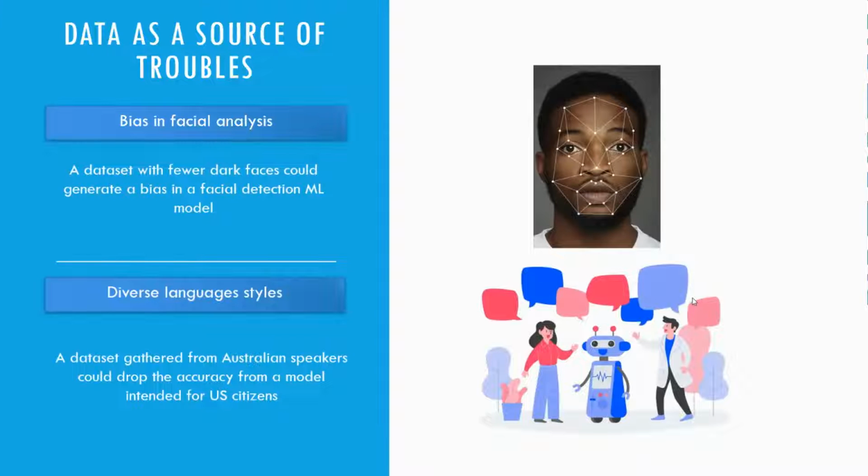In the second example, we need to know more information to use this data set. For instance, we need to know provenance information, how the data was gathered. If we know that the data was gathered in Australia only for Australian speakers, maybe we don't use it if our model is intended to work for US citizens.